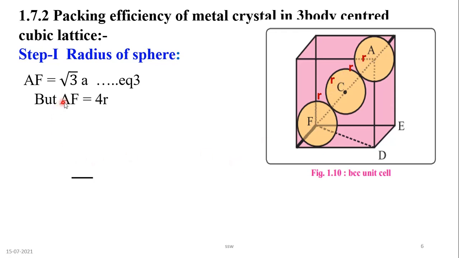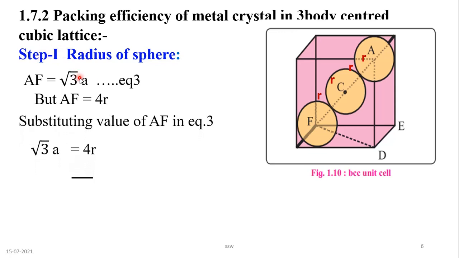That means AF is equal to 4R. The distance, this diagonal, is equal to how much? AF is equal to 4R. And therefore, substituting this value of AF in the third equation, we get what? Root 3 into A is equal to 4R, because AF is equal to root 3 into A. But AF is equal to 4R. And therefore, root 3 into A is equal to 4R.